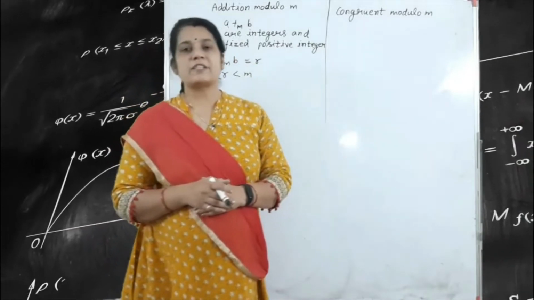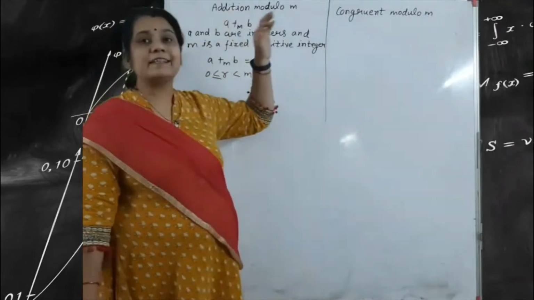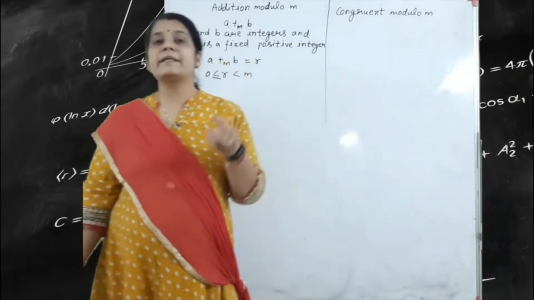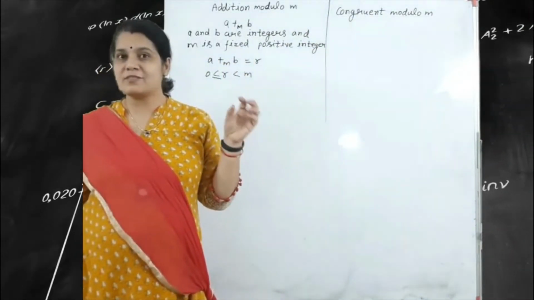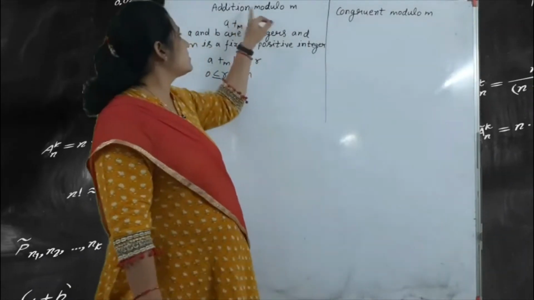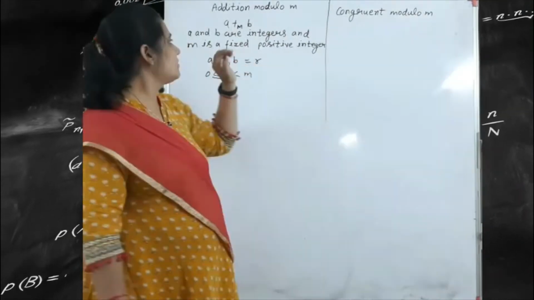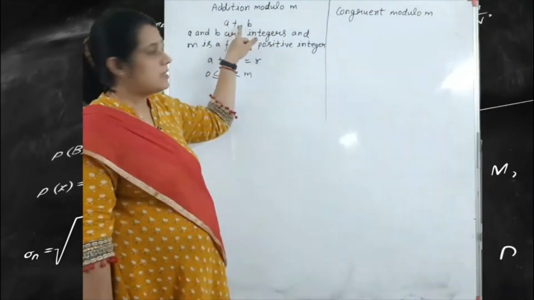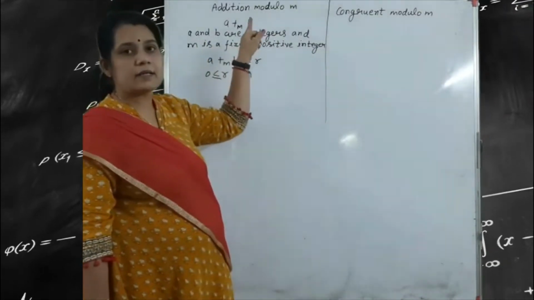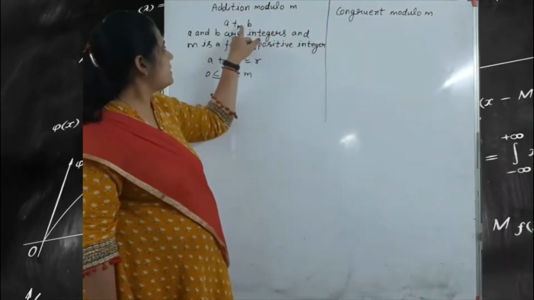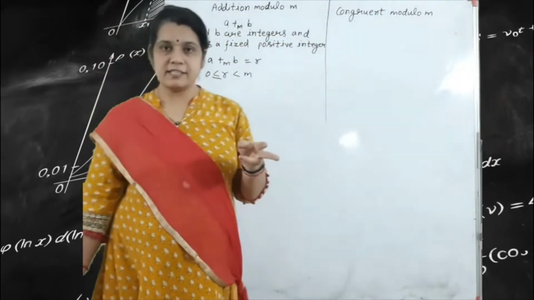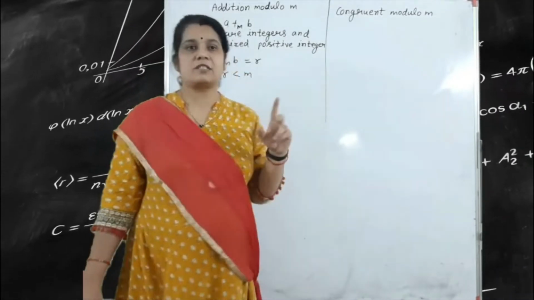Okay. So the next topic is the addition modulo M, congruent modulo M, and the multiplication modulo M. So this topic is very easy according to your group theory. So addition modulo M, that means what? Here we write A plus suffix M. That means A and B are integers and M is a fixed positive integer.